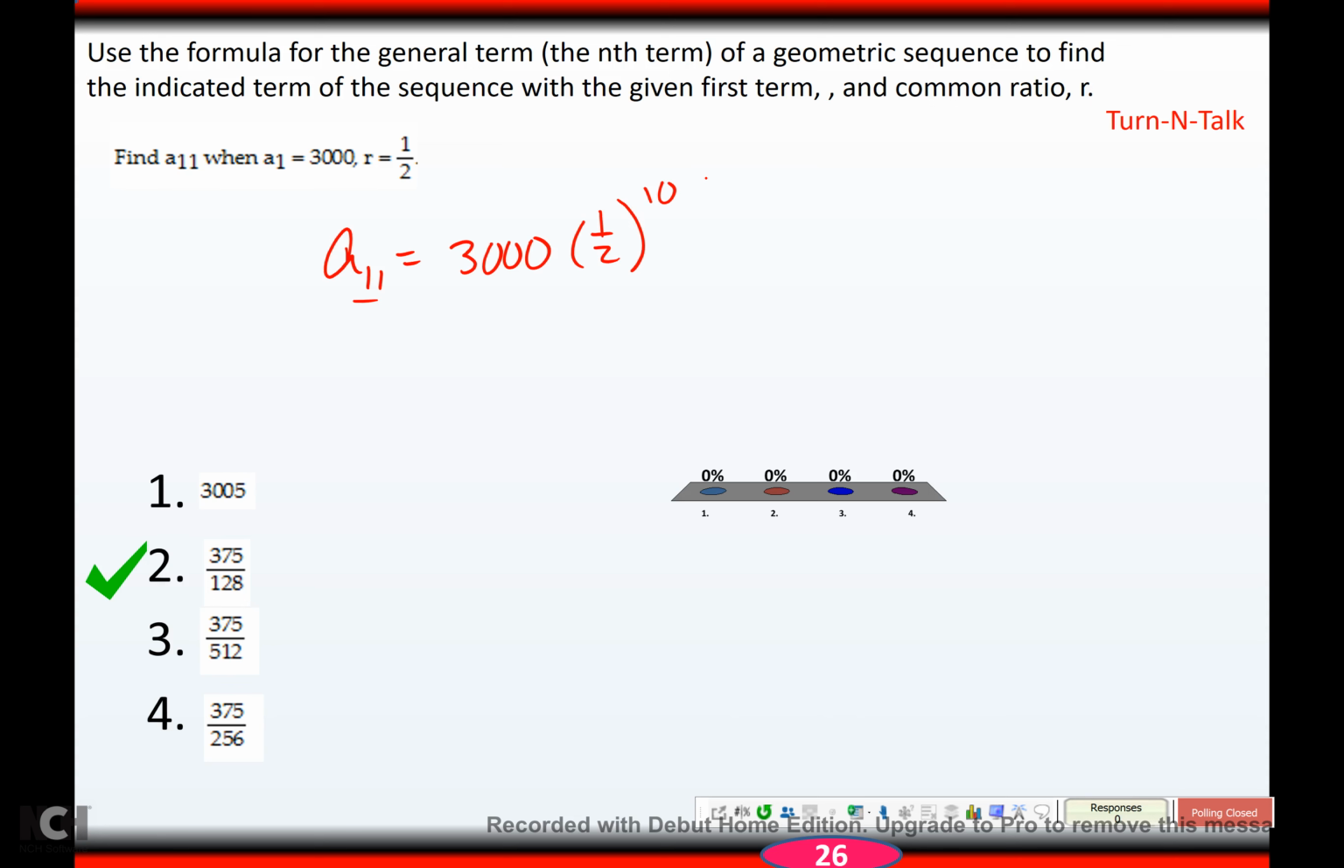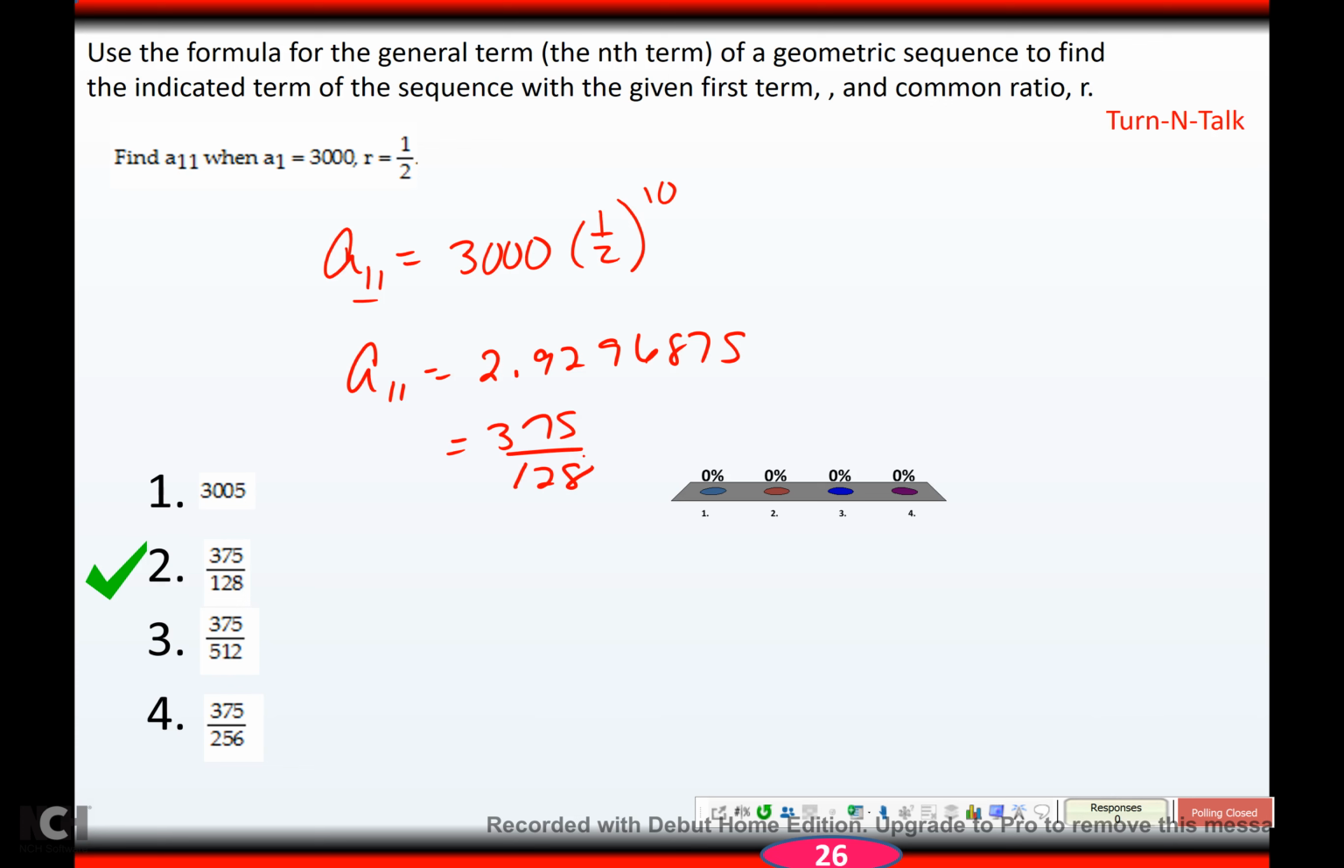9.765625 e negative 4, which is 0.00097, blah, blah, blah. But while that's on my screen, times 3,000, and I get the 11th term is 2.9296875, which isn't there, so math, enter, enter, and you get the 375 over 128.